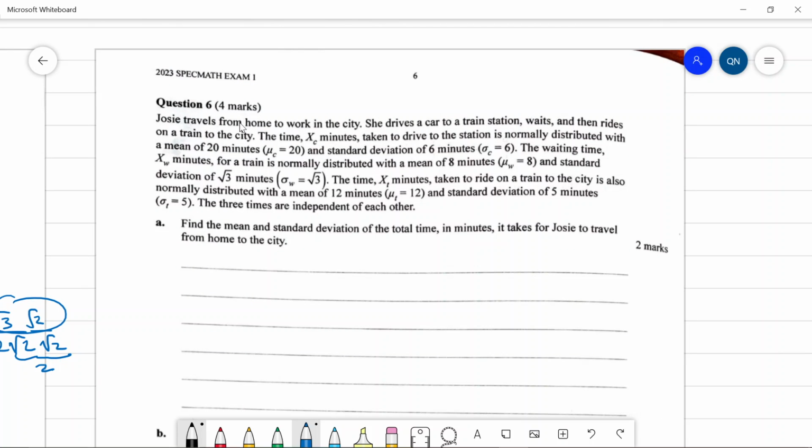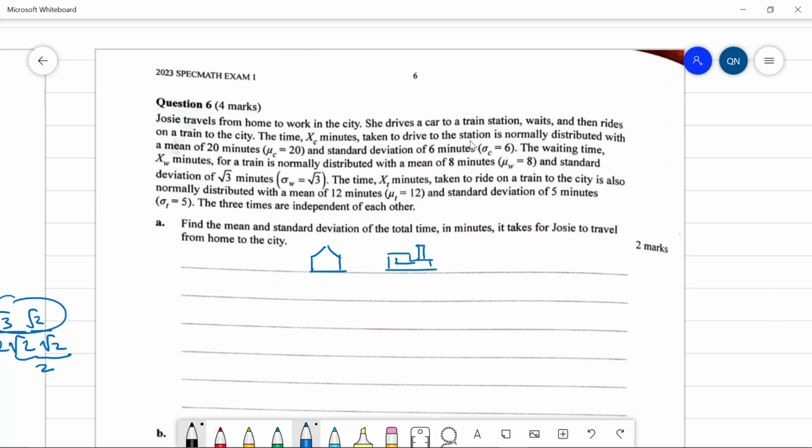So Josie travels from home to work in the city. She drives a car to a train station, then rides on a train to the city. The time XC taking the drive to the station. So let's draw a picture. So here's the house, and then here's the train station, which I'll draw a train. I don't know how to draw a train. Actually, I'll just draw. How do you draw that? Those choo-choo trains or something? Those steam trains, something like that.